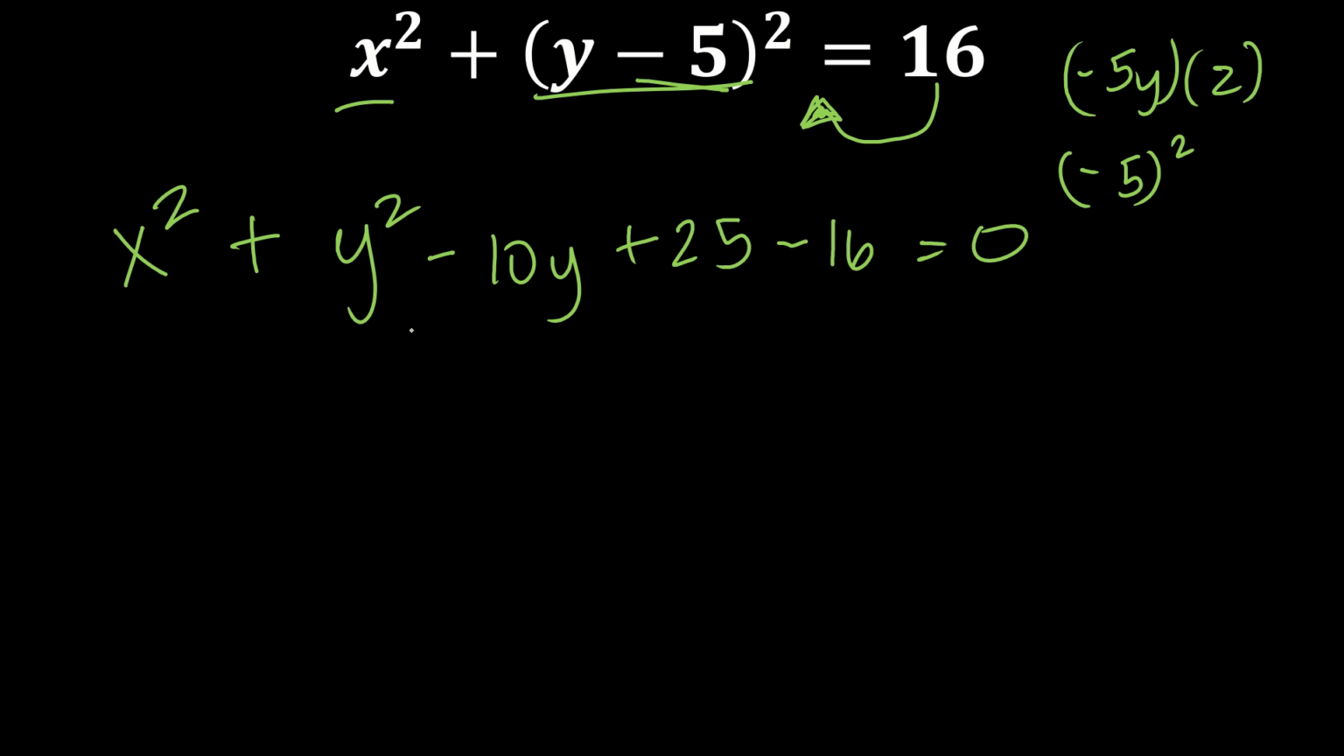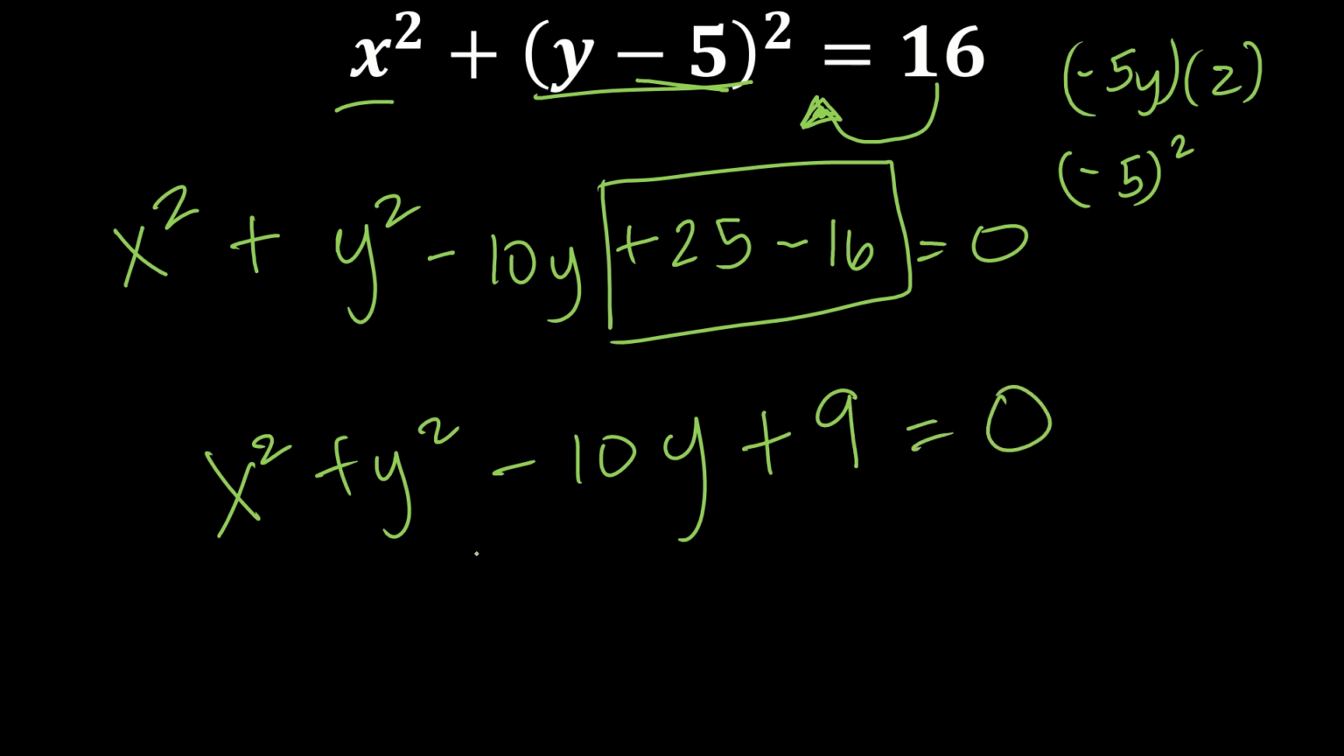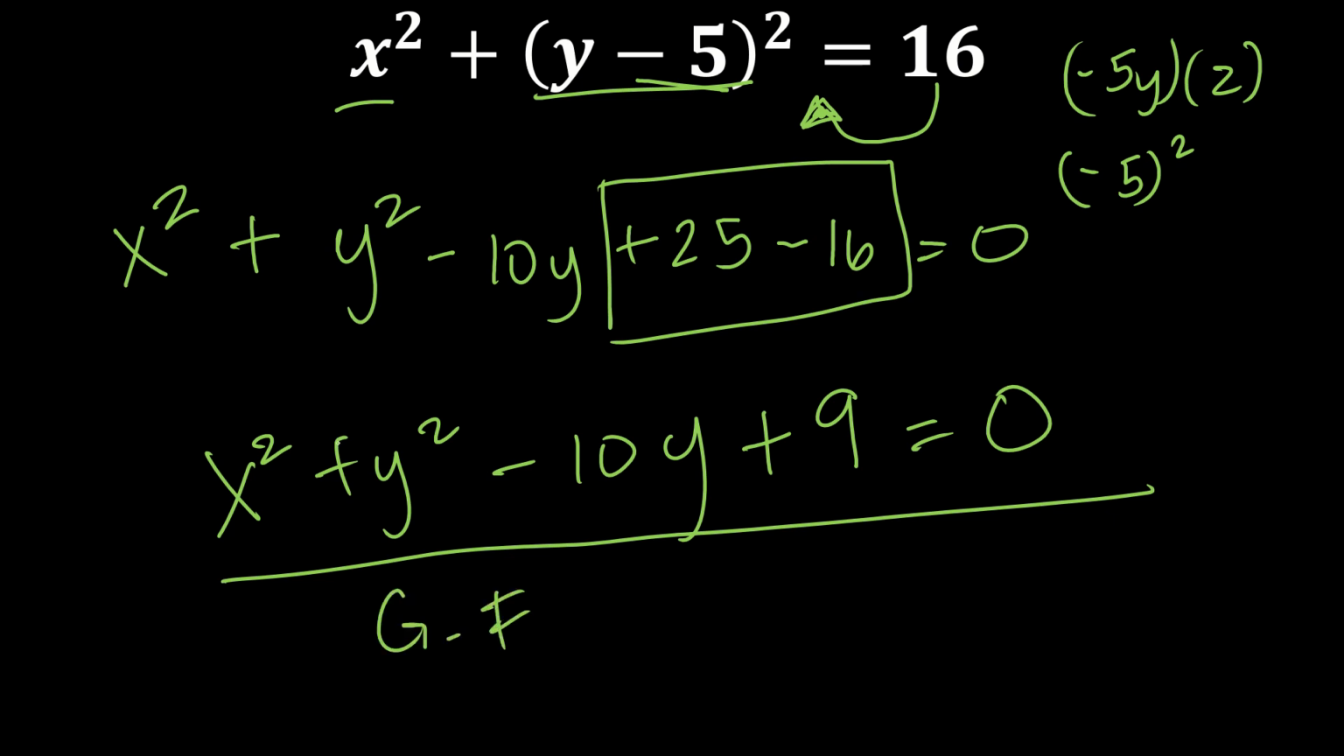Next, obviously we have nothing to rearrange because we have no x. So we will have x squared plus y squared minus 10y, then simplify the two constants. So 25 minus 16 is positive 9. So equals 0. So we have the general form as x squared plus y squared, this is plus in grade 10, so x squared plus y squared minus 10y plus 9 equals 0. So again, grade 10, that is the general form of the equation of the circle.